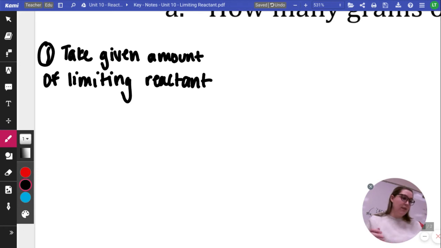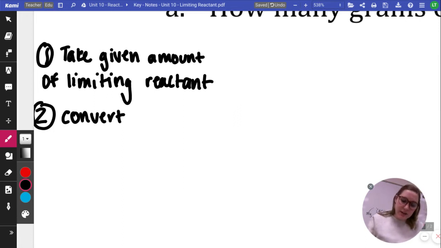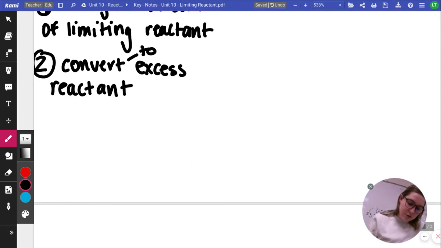So take your given amount of limiting reactant. Step 2 is convert it to excess, and that'll tell us how much excess reactant we used. Just convert to excess reactant. That'll tell us how much we used. And then subtract the difference.